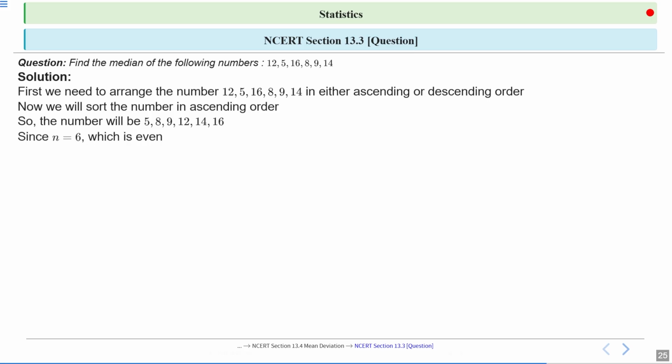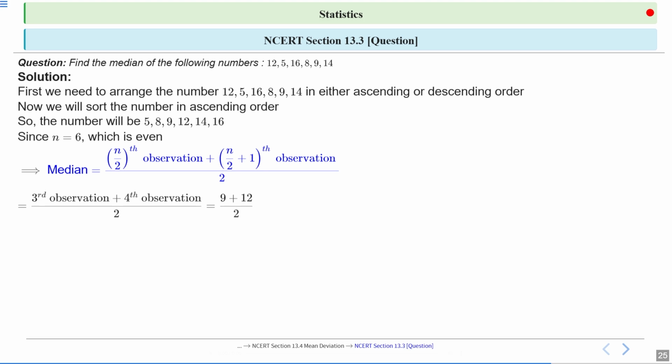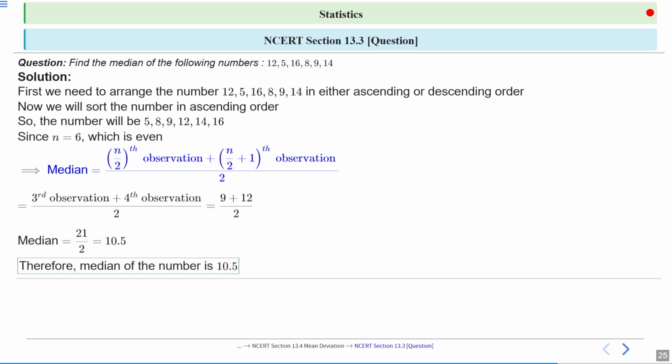Since n equal to 6, which is even, median is equal to the n by 2th observation plus the n by 2 plus 1th observation, upon 2. Here n is 6, so median is the third observation plus the fourth observation upon 2. The third observation is 9 and the fourth observation is 12. So median is 9 plus 12 upon 2, which is 21 upon 2, equal to 10.5. Therefore, the median of the numbers is 10.5.